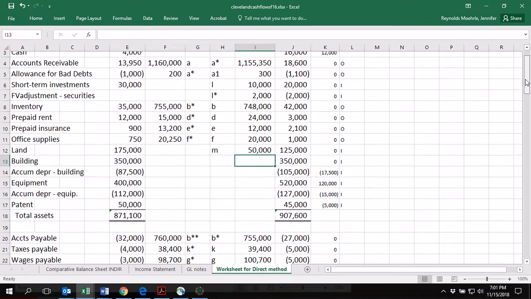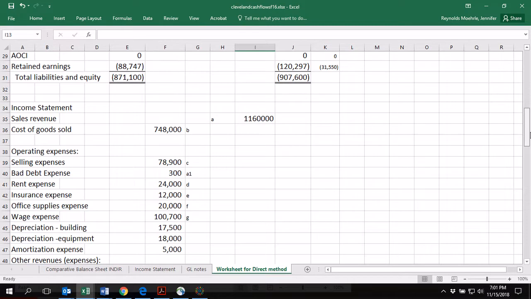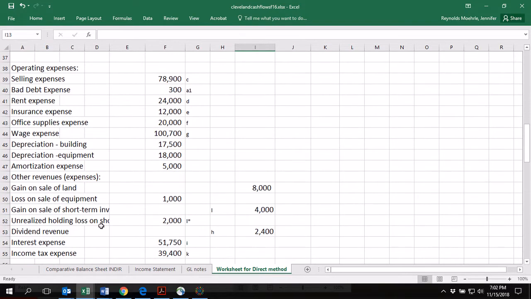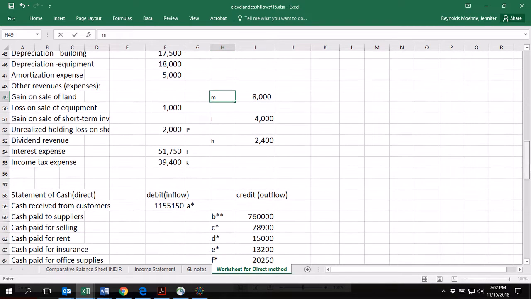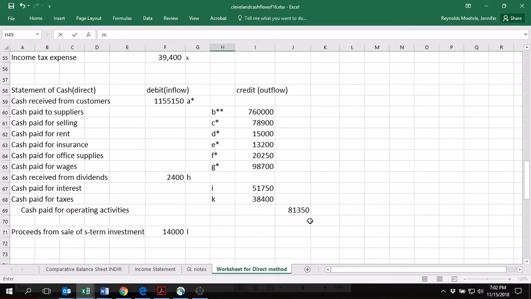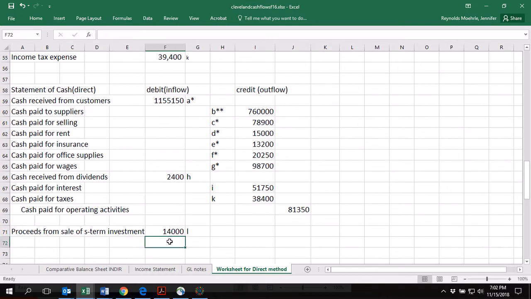If I look on the income statement, I should see a gain, and I do, on the sale of land for the $8,000. Because remember that general ledger note says it was sold for $58,000. So down in my statement of cash flows in the investing activities section, I'm going to have another line to describe the proceeds from the sale of the land. My cash went up by $58,000.